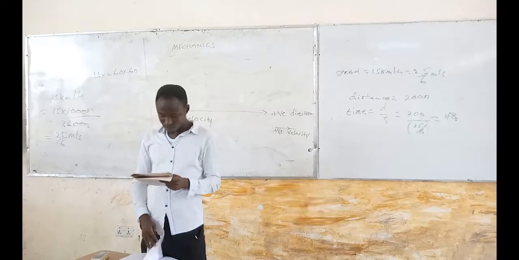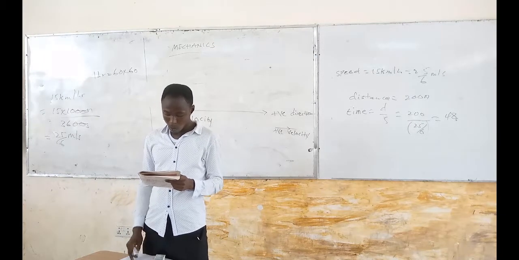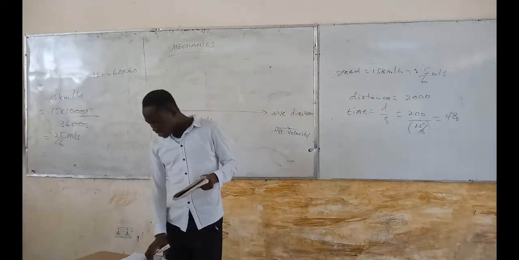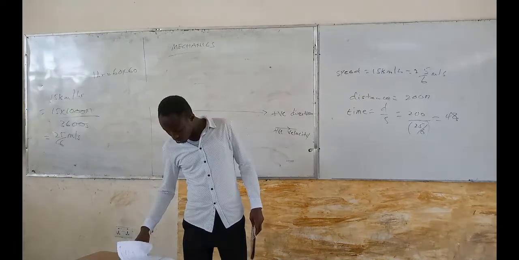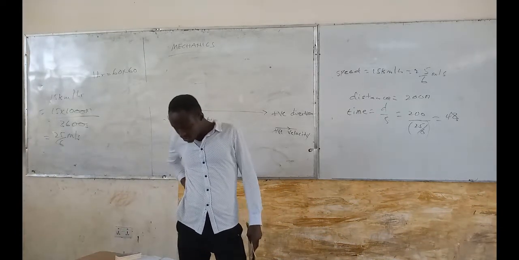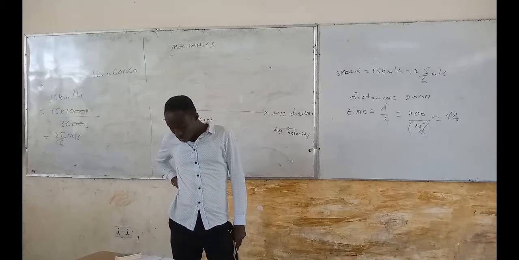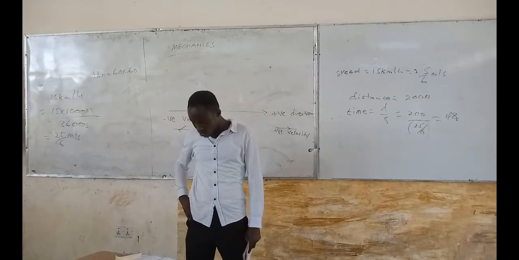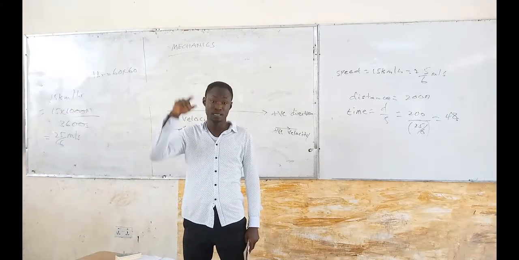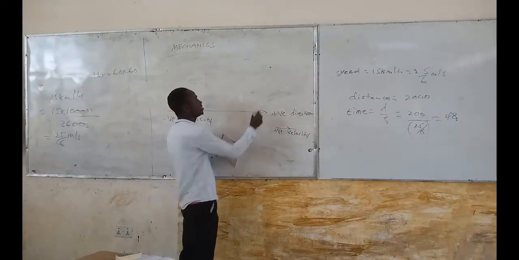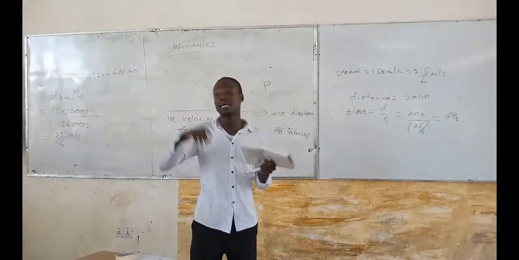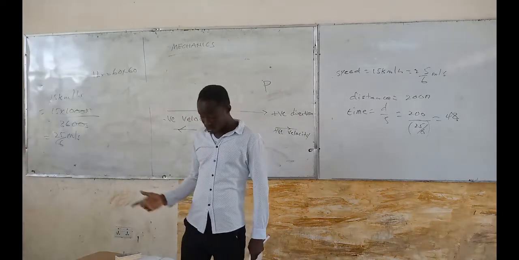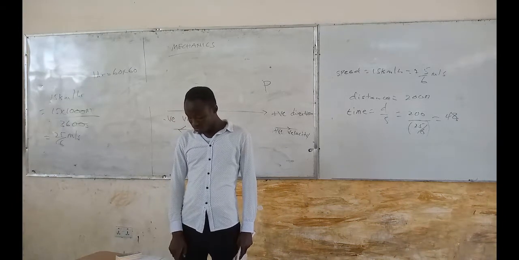Let's consider this example. A Ghanaian team marched out of a city P along a straight road. Please, are we all there?